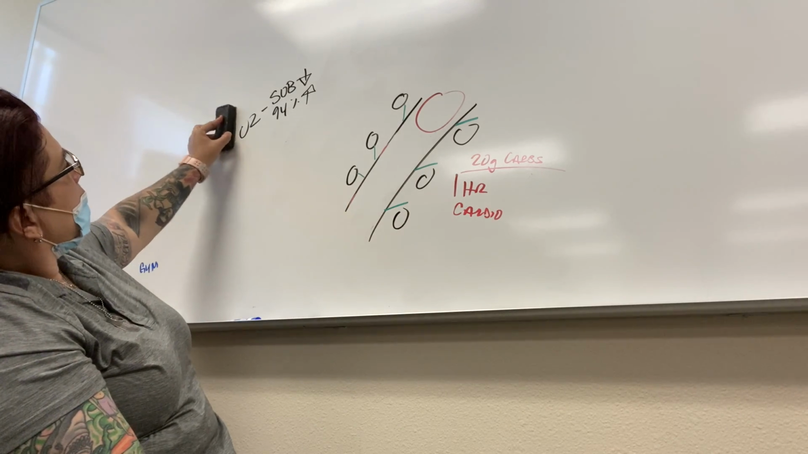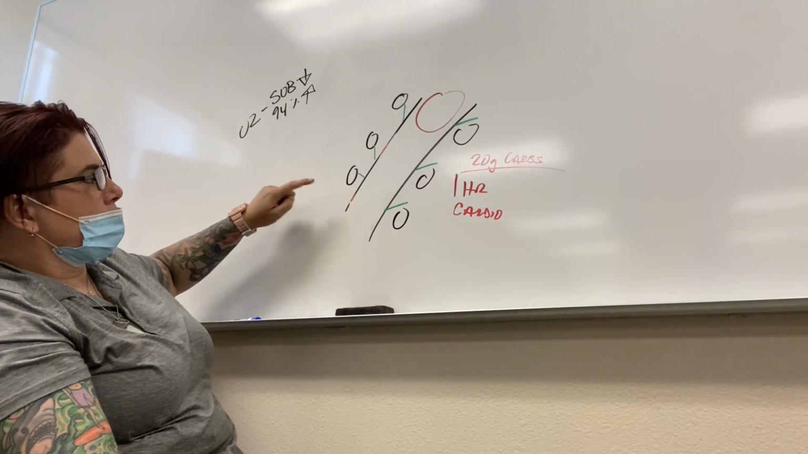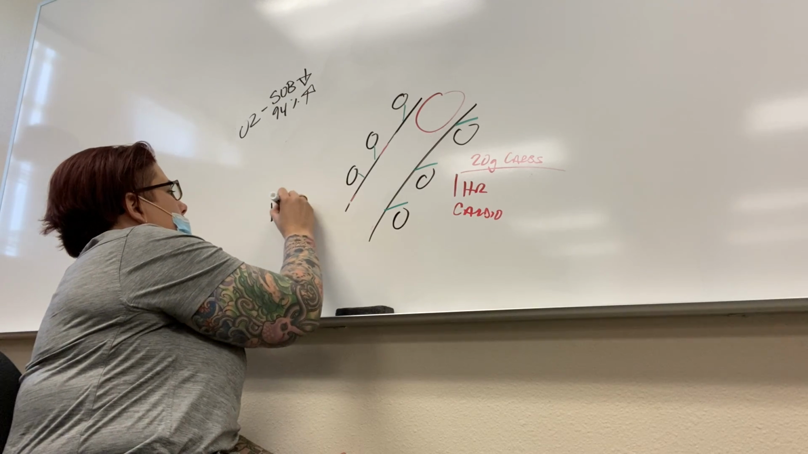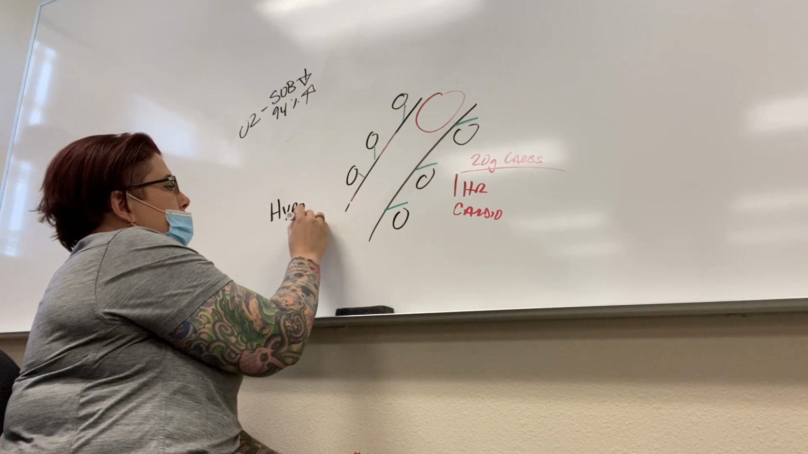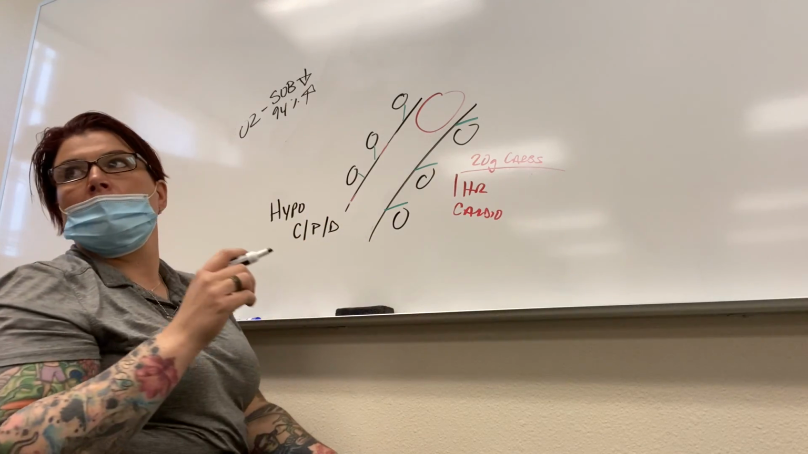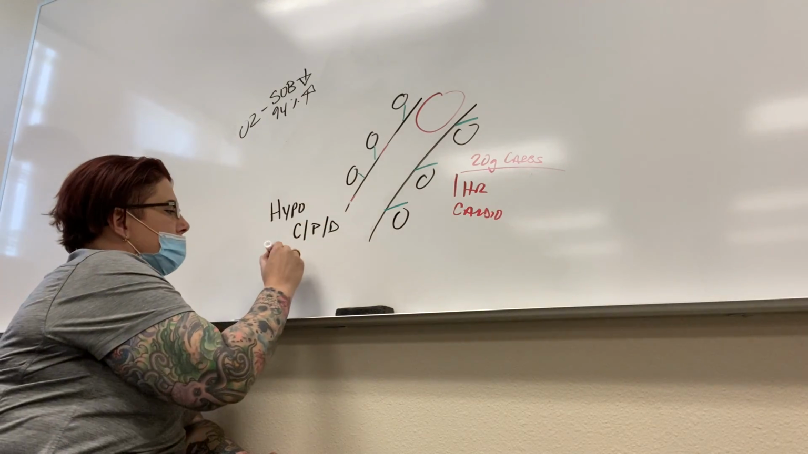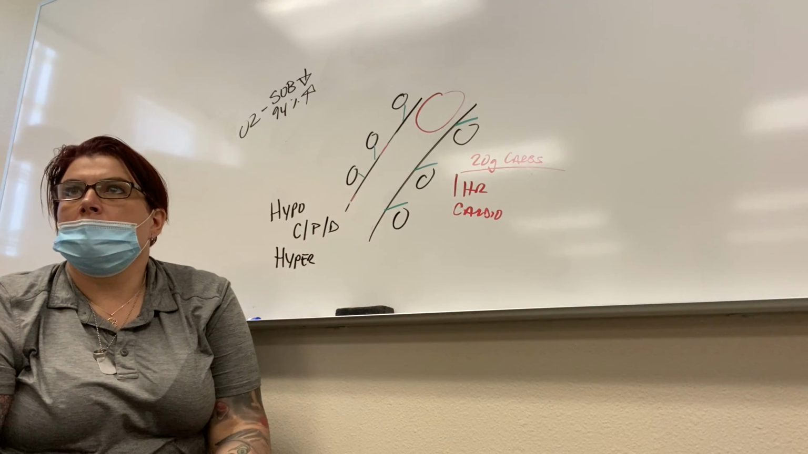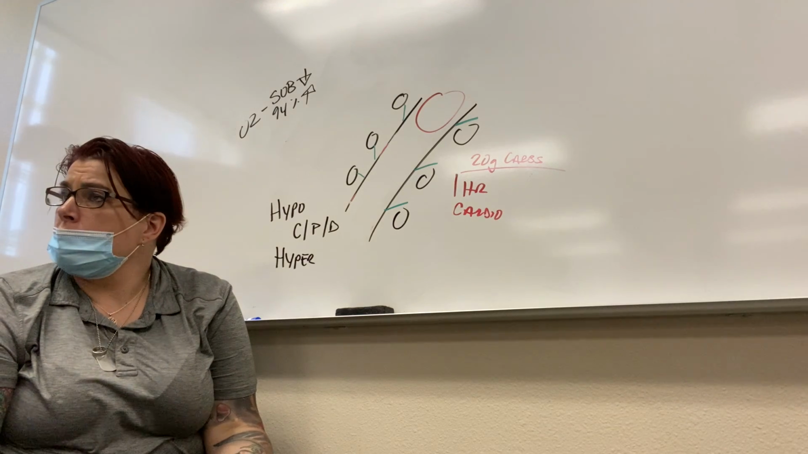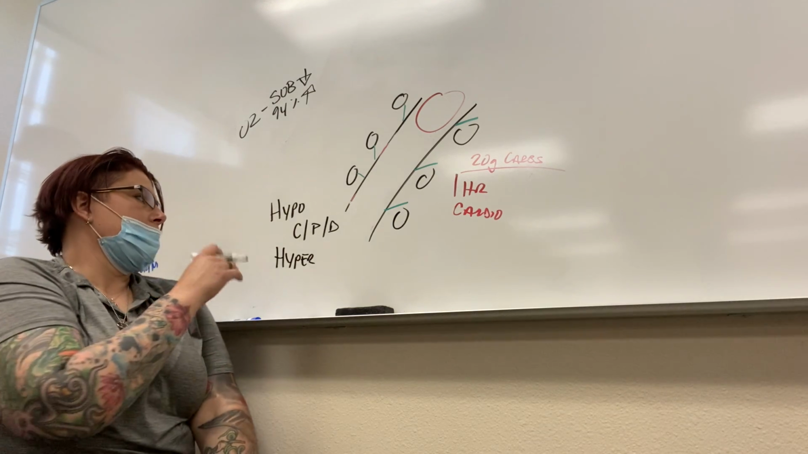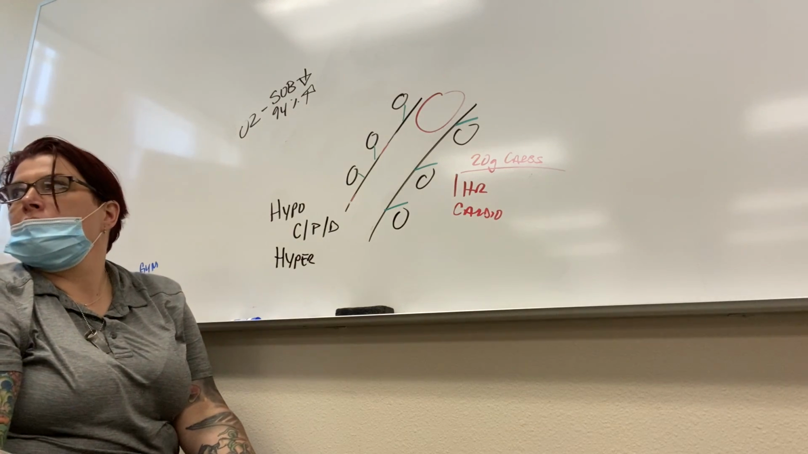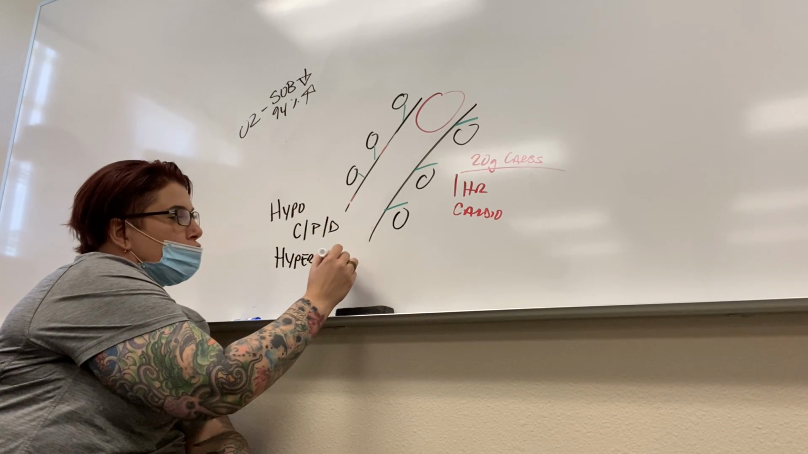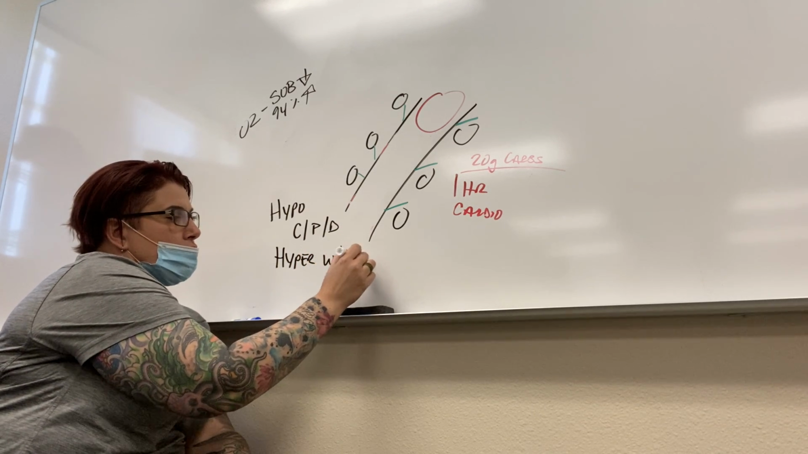And just to let you know, your diabetics who are hypoglycemic, this is going to be important. Hypoglycemic is going to be cool, pale, diaphoretic. Hyperglycemic. So let's say this person hasn't had their insulin in the last week because they lost their insurance, and now their sugar is 600. That person is going to be warm, super dry, and flushed.